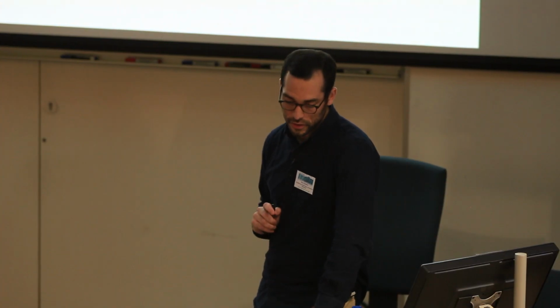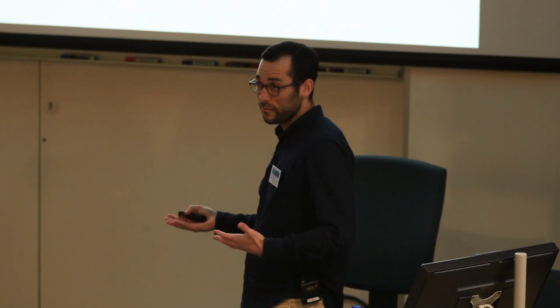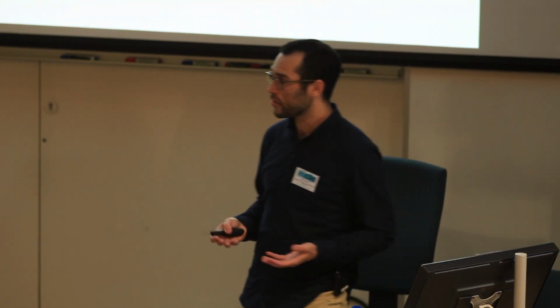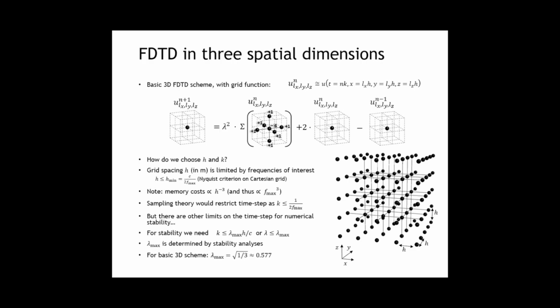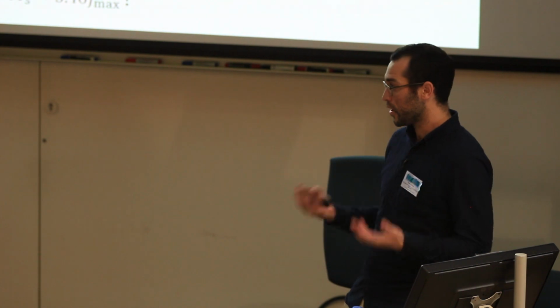However, there's another restriction on the time step you have to consider for numerical stability. For stability, typically what you need is the time step less than some maximum Courant number times the grid spacing divided by the speed of sound. Or put another way, you need to choose your Courant number less than some maximum value. You determine that by some stability analysis. I won't go through a stability analysis here. I'll just tell you that for this basic 3D scheme, that number is square root of 1 over 3, so about 0.57, which means if we were to choose the minimum spatial step, for stability, we would need to choose our sample rate, that's 1 over the time step, equal to nearly 3.5 times the maximum frequency of interest. So it's much more restrictive than simply the Nyquist sampling criterion.